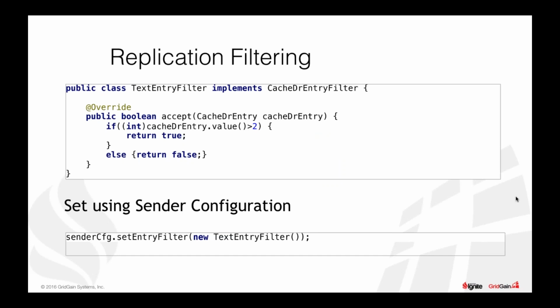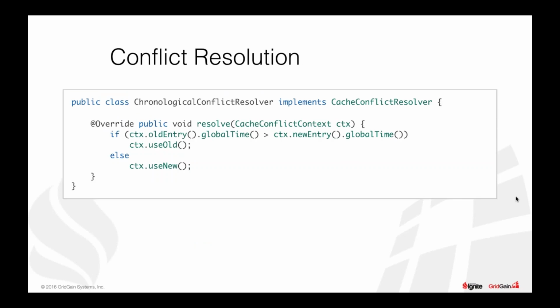You can also set up replication filtering. So this will define any custom logic to determine which cache data to replicate. And you use the cache DR entry filter in order to determine the validity of the update. Last but not least, for conflict resolution, you use the cache conflict resolver, and you can implement any type of conflict resolution that you want there. And again, the default is going to be use new.